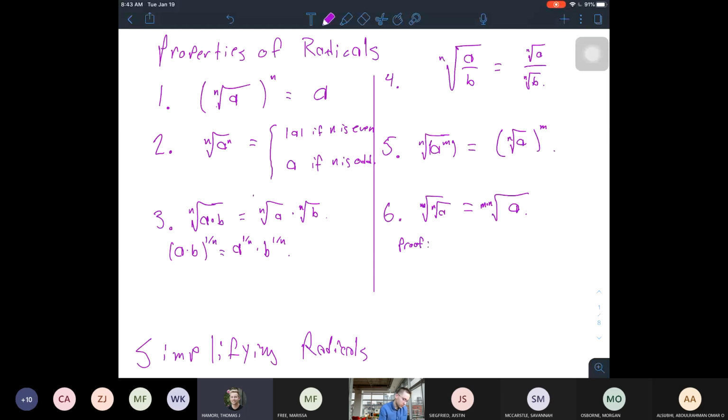Well, the mth root is just the 1 over m power, so we take a to the 1 over n, to the power 1 over m. We know if we have a number to a power and we take that whole thing to another power, we should multiply those powers. So we would just get a to the power 1 over m times 1 over n, which would be a to the power 1 over m times n, which would be equal to the m times nth root of a.